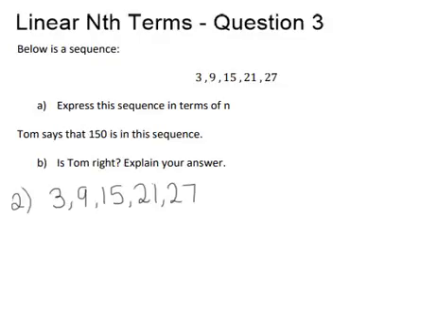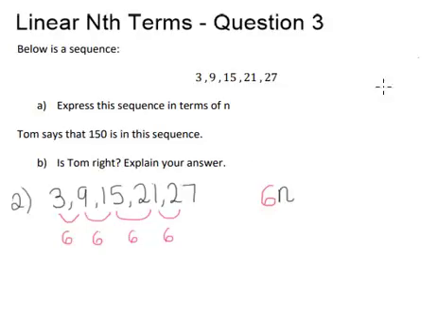Okay, so the first thing that we need to do is find that difference. So let's find our difference between the numbers. The difference between 3 and 9 is 6. 9 and 15 again is 6. And as you can see, we're just going to carry on going up in 6, which means that the first part of my equation is 6n.